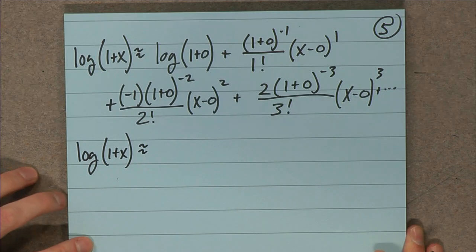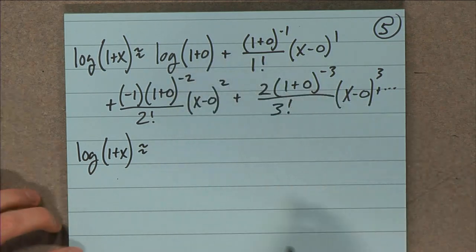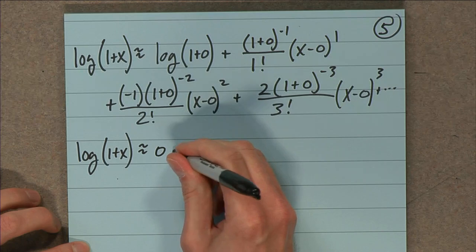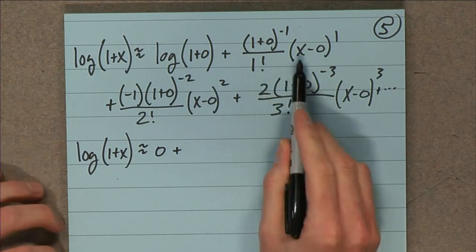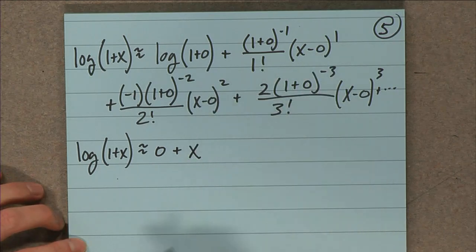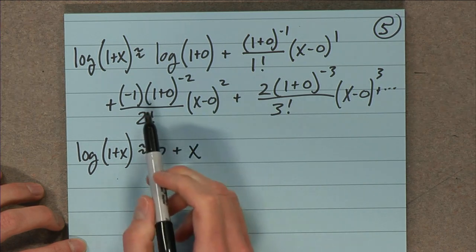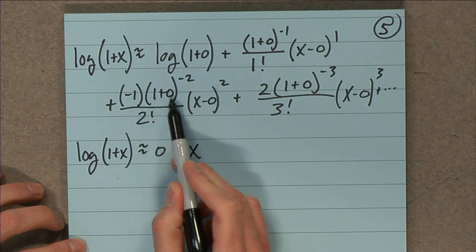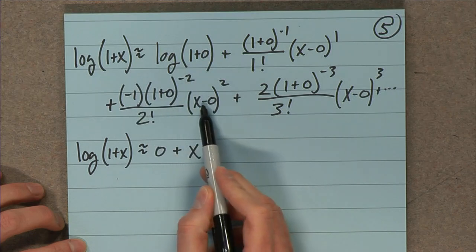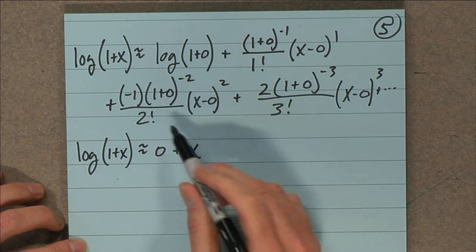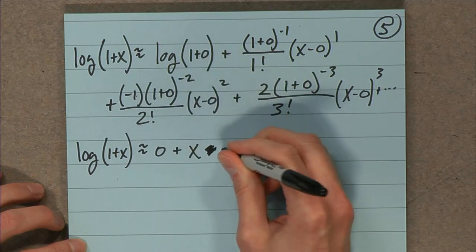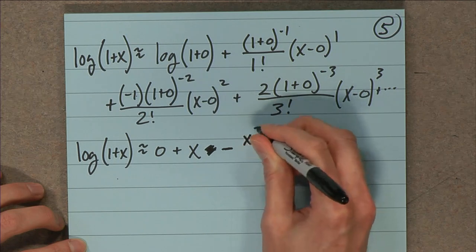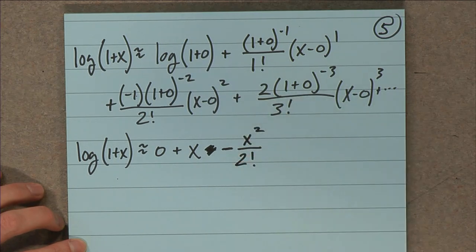and see what we have. So luckily, log of 1 plus 0 is just log of 1, which is 0, right? Not difficult. 1 plus 0 reciprocated is 1, 1 factorial is 1, so that's just x. And now we'll start to see an interesting pattern emerge as minus 1, 1 plus 0 to the minus 2 is just 1, all over 2 factorial, x minus 0 squared, so that's just going to be x squared over 2 factorial. And there's a minus there, so minus x squared over 2 factorial.